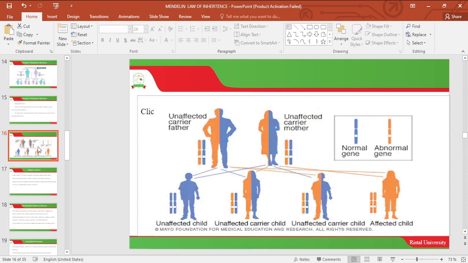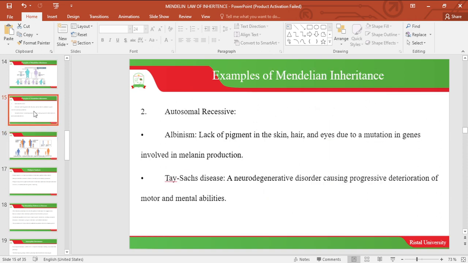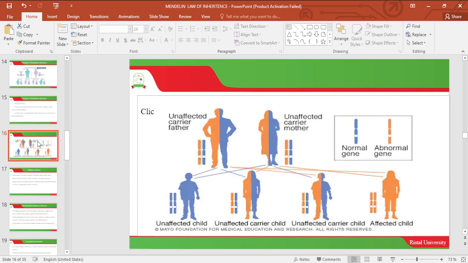Below we have a diagram depicting the inheritance from the parents, whereby we have an unaffected carrier who is the father, then we have an affected carrier who is the mother. It means that the part which is shown in blue, the genes are normal. Then the part which is shown in orange, the genes are abnormal.